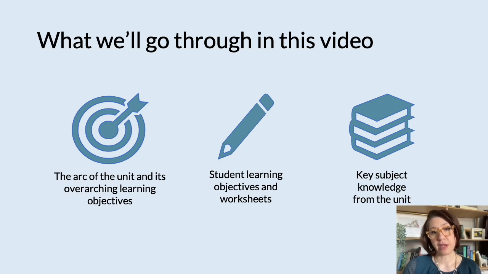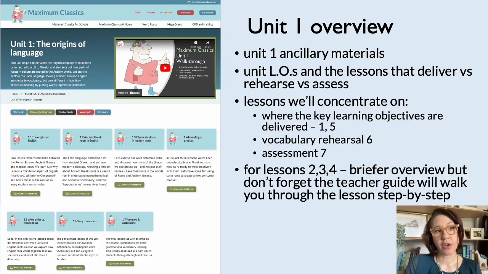At certain points, I'll suggest you pause the video and have a go at some of the student exercises on the screen. So here on the left, we have the Unit 1 page of the Maximum Classics site with all the files you need to teach the unit. At the top of the page, you have the ancillary materials. Then below that are the downloadable slide decks and pupil worksheets. I'll take you through all these resources, focusing on the ones that feature the key learning objectives.